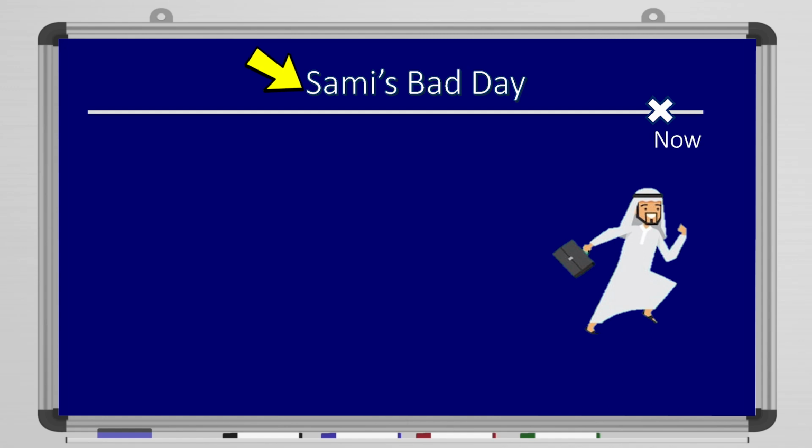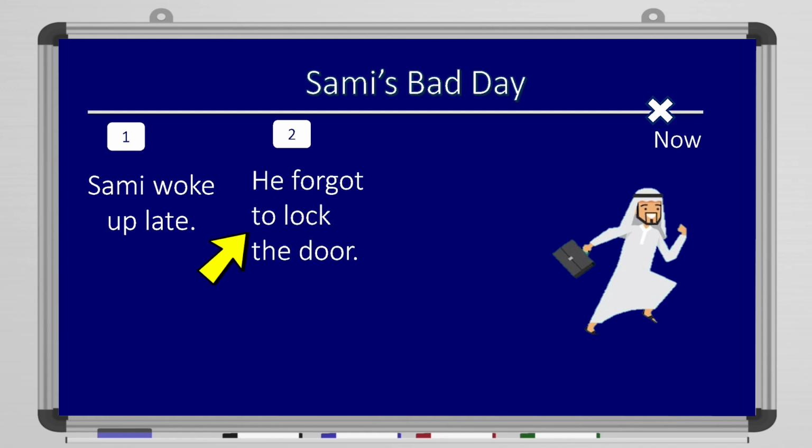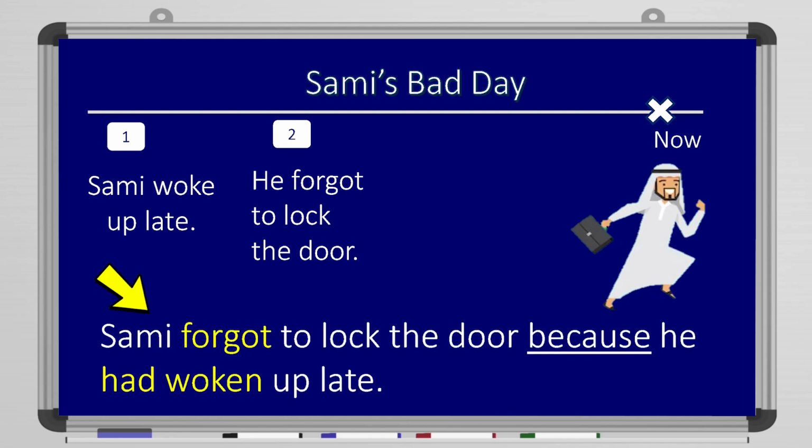In this timeline, Sami woke up late. This is the first action. Sami woke up late. Then he forgot to lock the door. Now, if I'm going to combine these two actions in one sentence and show whoever is listening or reading what happened first, I'm going to use the past perfect. So I'm going to say, Sami forgot to lock the door because he had woken up late.